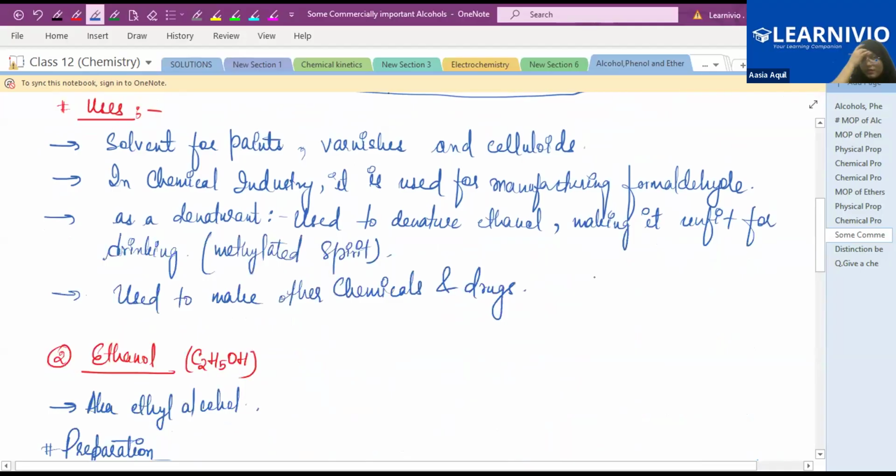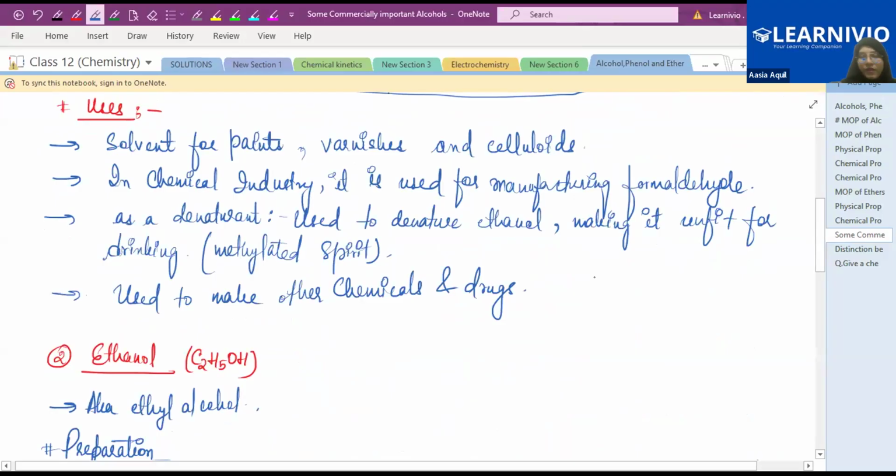Now let's see the uses of methanol. Methanol is used as a solvent for paints. In the industry, we use methanol as a solvent. Varnishes. Do you know what is varnish?